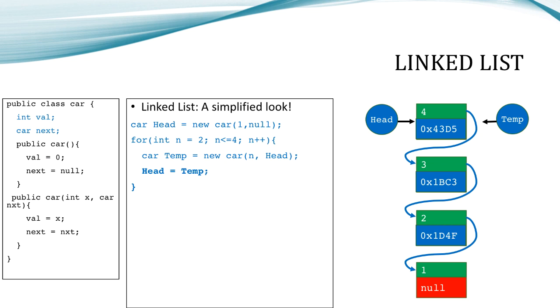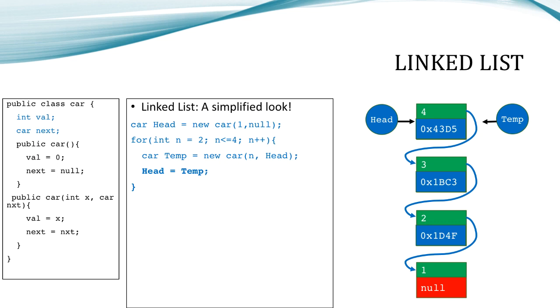Let's look at this code. So we're simply saying car head equals new car 1, null. That's going to initiate the overloaded constructor, creating a new memory location, storing 1 as value and null as next. Now I have a loop for integer n equals 2, n is less than 4, n plus plus. This loop would run for the values of n equals 2, n equals 3, and n equals 4. You should stop when n becomes 5.